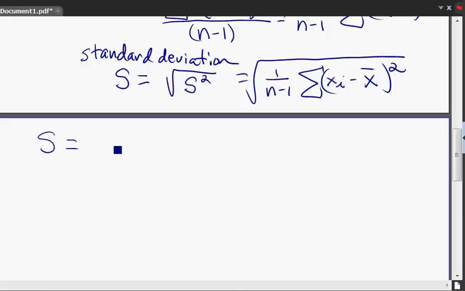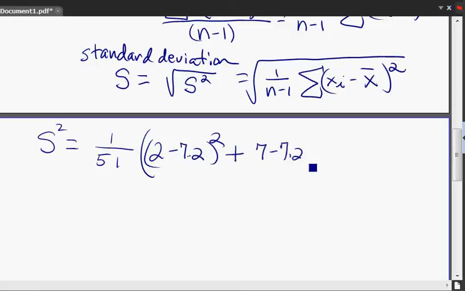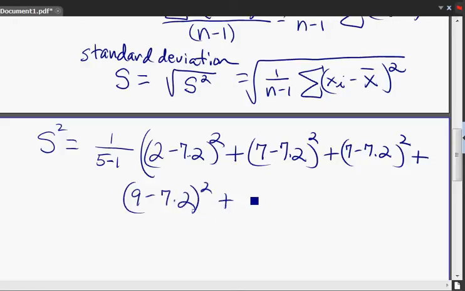So I had 5 numbers in my data set, so to get my standard deviation, maybe I'll do my variance first so I don't have to keep writing that square root sign. 1 over 5 minus 1 times, it was 2 minus 7.2 squared plus 7 minus 7.2 squared plus 7 minus 7.2 squared plus 9 minus 7.2 squared plus 11 minus 7.2 squared.